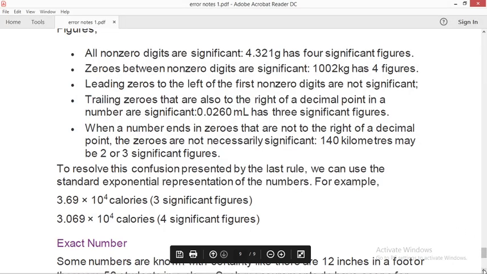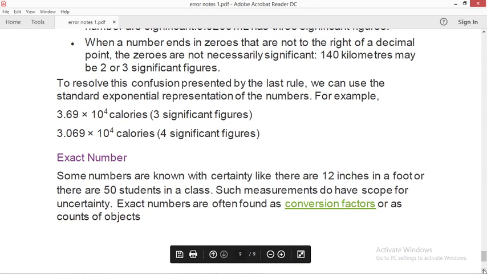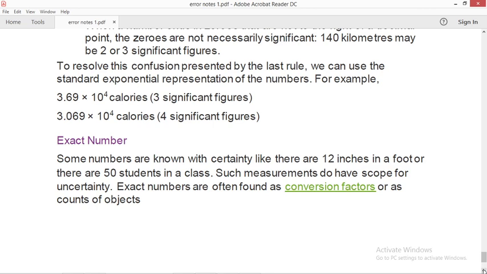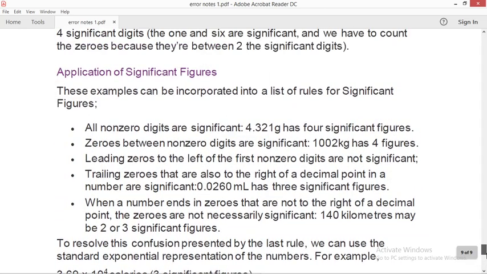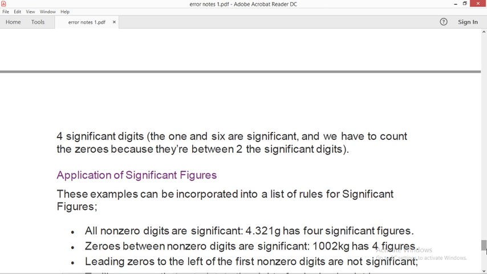About exact numbers. Some numbers are known with certainty, like there are 12 inches in a foot or there are 50 students in a class. Such measurements do not have scope for uncertainty. Exact numbers are often found as conversion factors or as a count of objects. So, this is very self-explanatory. What is an exact number? There are some things where you cannot have errors. For example, if I'm counting the number of students in a class, I cannot say there are 13 and a half students, because that is not possible. So over there is no room for errors.